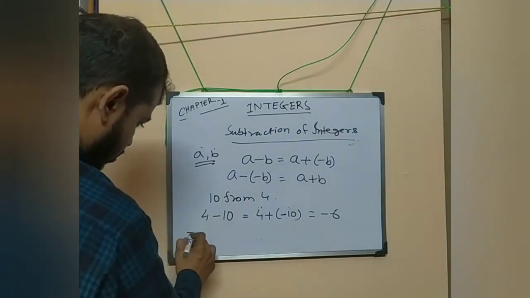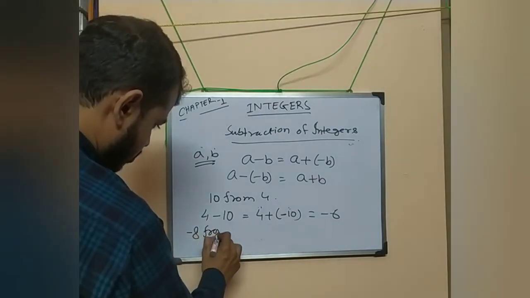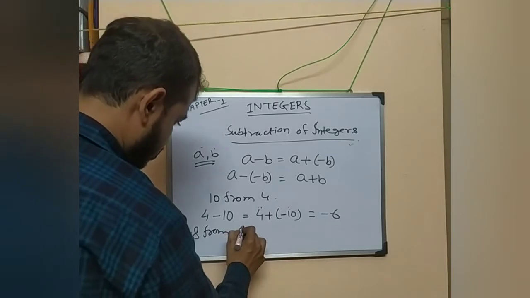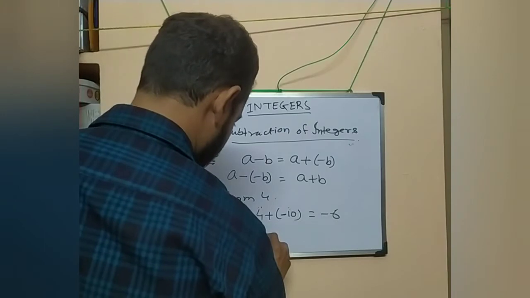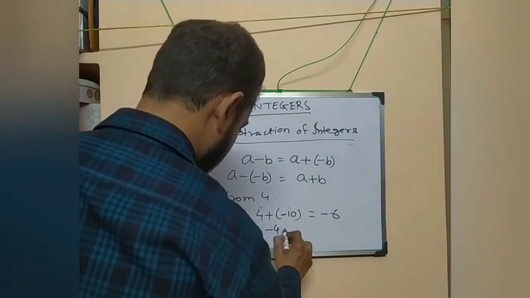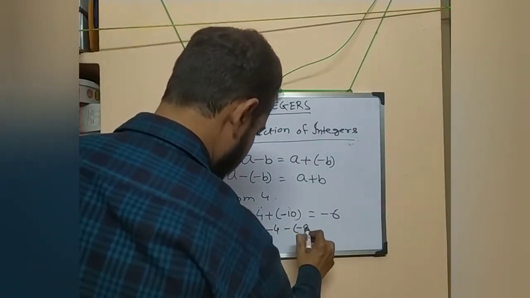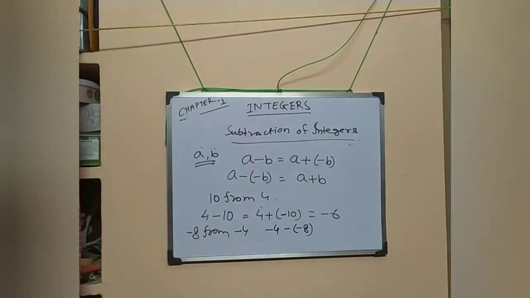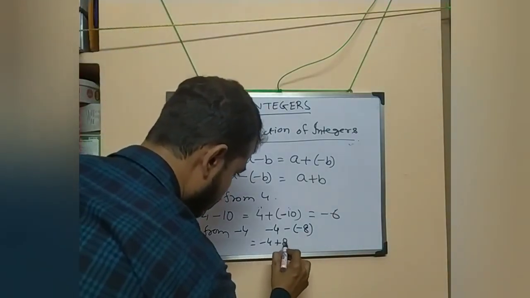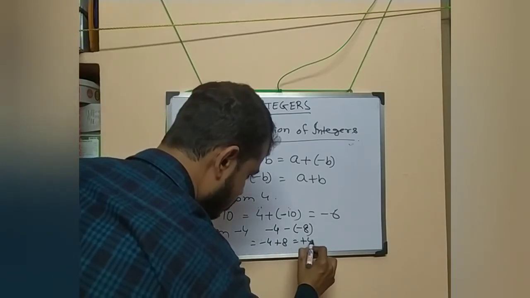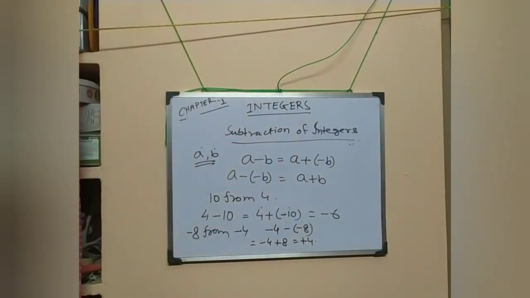Now subtract minus 8 from minus 4. Then we have minus 4 minus of minus 8. That means minus 4 plus 8, which is equal to plus 4.